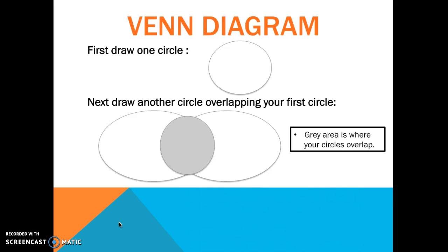First, you need to draw one circle on your whiteboard. Then you will draw another circle to overlap your circle that you have already drawn. It should look like my example here. The gray area you see is the area where your circles should overlap. If you have questions, please raise your hand.